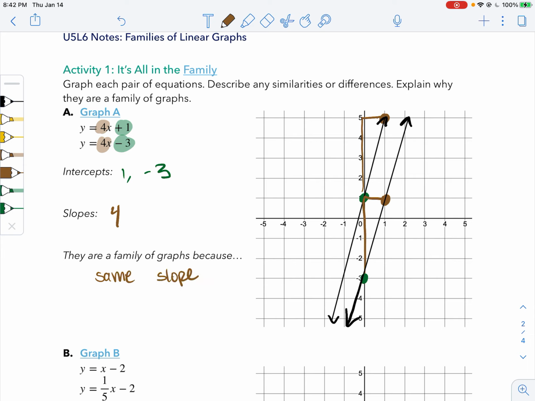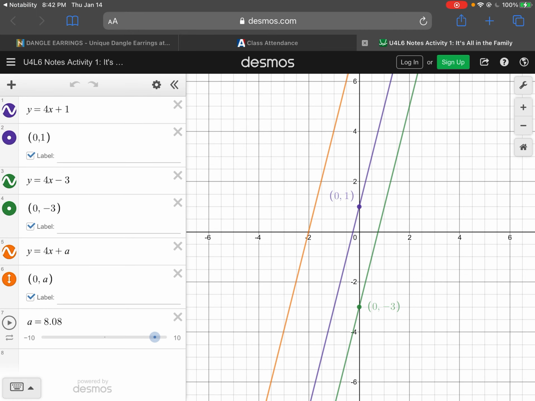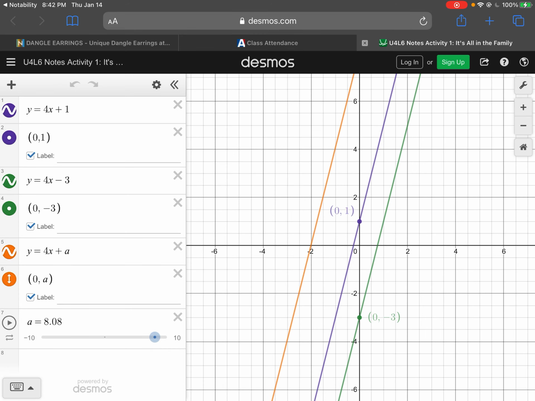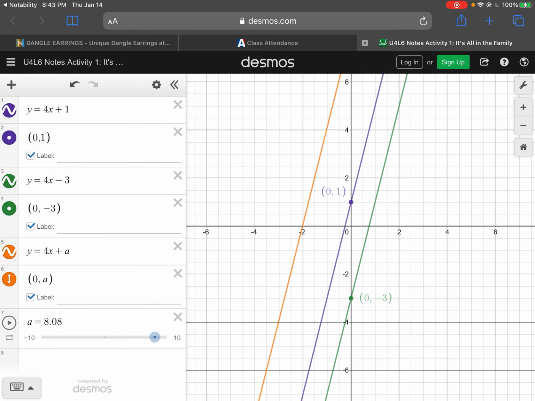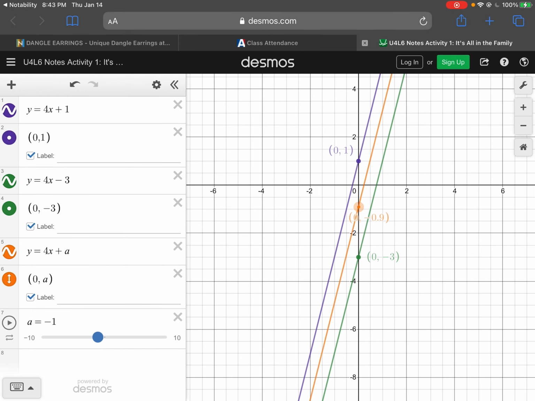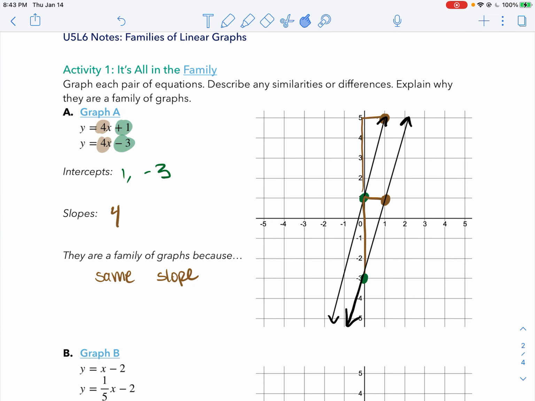If you want to play with some other graphs that have that same slope, just use your finger tool up here, tap on Graph A, and that'll open a graphing simulator for you right here in Safari. You notice we have our first graph, y equals 4x plus 1, which is this purple guy. Our green guy is y equals 4x minus 3. And then this guy has y equals 4x plus any number a. You can change that graph, and no matter what your y-intercept is, the slope is always the same. As you change the y-intercept, the graph moves up and down. It shifts up and it shifts down. We'll come back to that later.